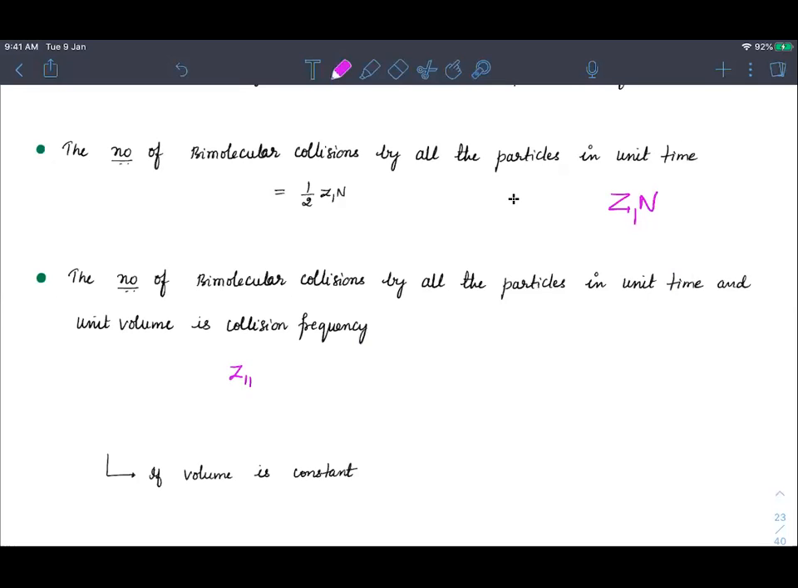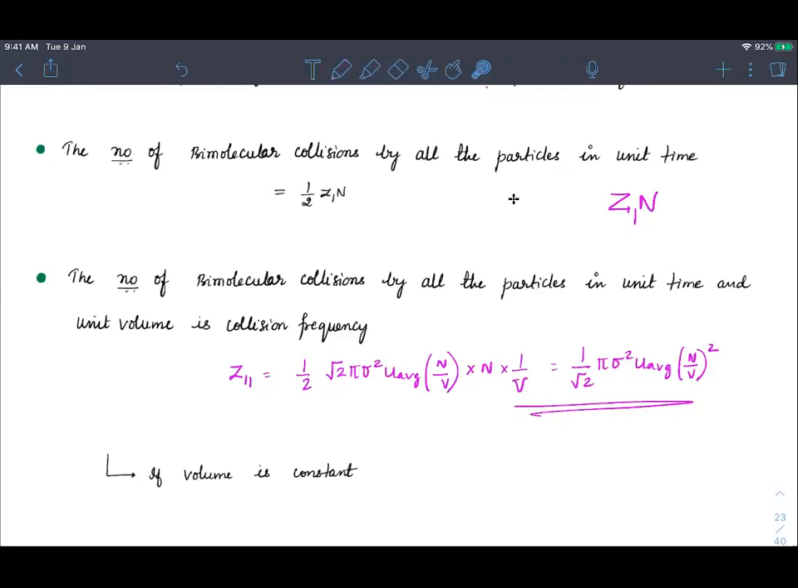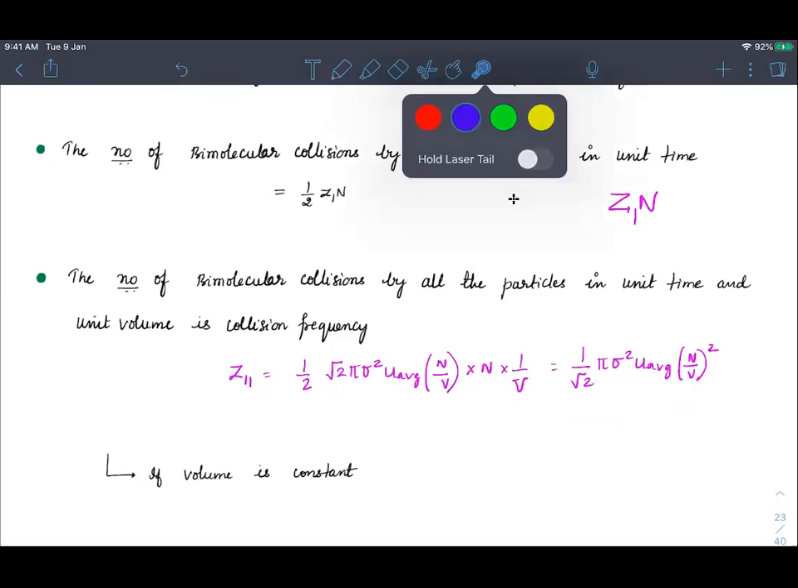frequency, can be represented as Z11 is equal to half of root 2 pi sigma square into U average into N by V was originally already there. Okay, that multiplied by N. ये पूरा part Z1 है. This is all Z1 multiplied by N and per unit volume again divided by volume. So which means this would come as 1 by root 2 pi sigma square U average into N by V whole square. So this is the bimolecular collision. This is the frequency or collision frequency of bimolecular collisions.